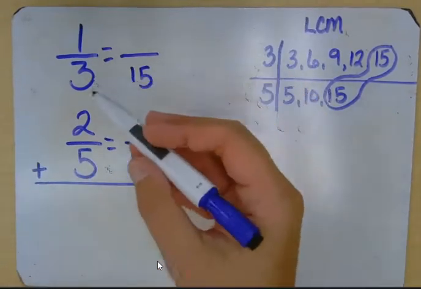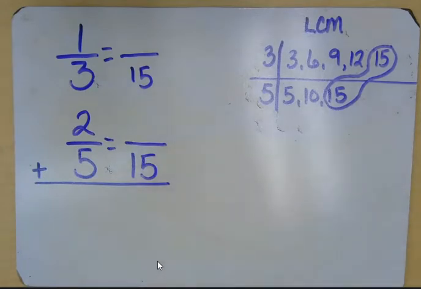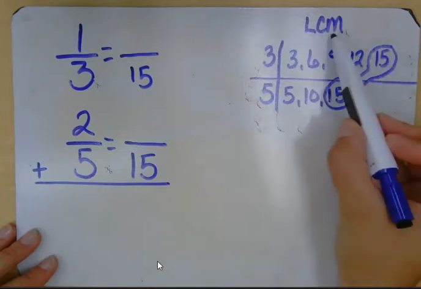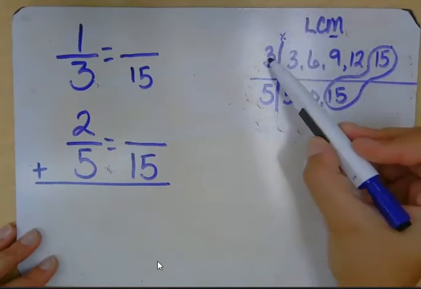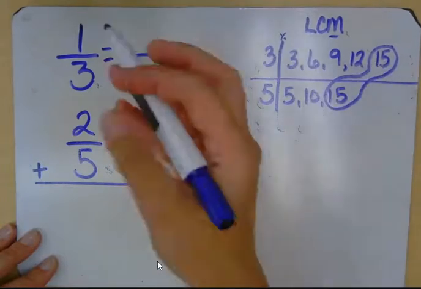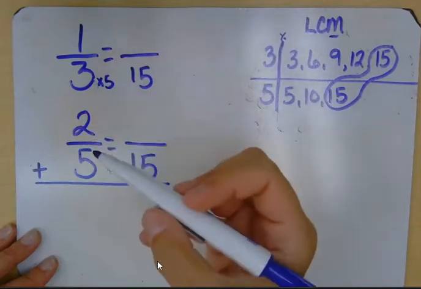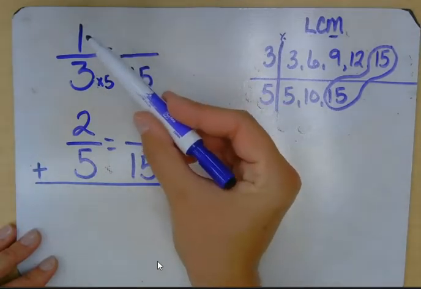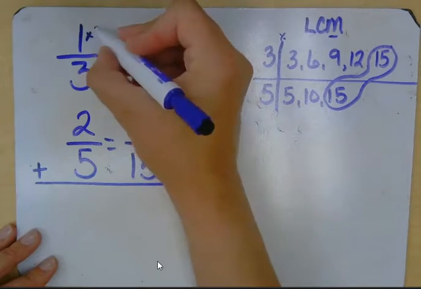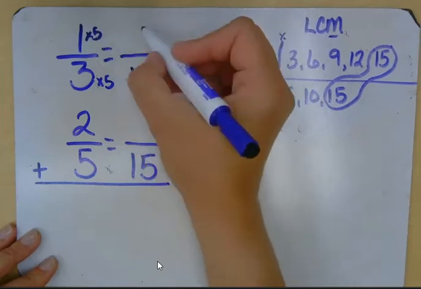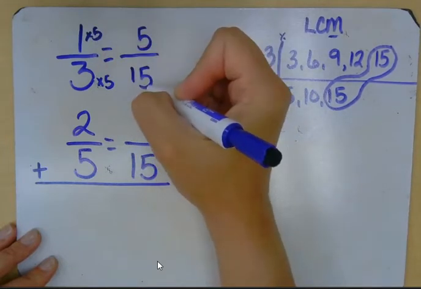Now they're the same, all I have to do is solve a mystery. What is our numerator? Well, first thing I need to do is remember, what did I do to 3 here to get to 15? Remember, we're working with multiples, so I multiplied 3 times what to get to 15? 1, 2, 3, 4, 5. 3 times 5 equals 15. And I always say, whatever you do to the brother, you have to do to the sister. Whatever you do to the denominator, you have to do to the numerator. So I'm going to multiply my numerator times 5. That means 1 times 5 is 5. 1/3 is equal to 5/15.